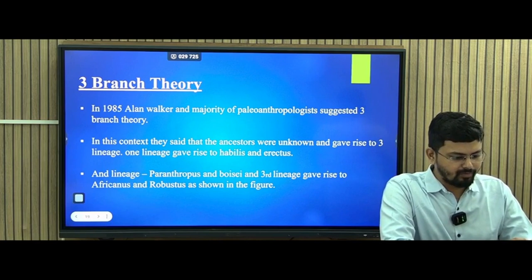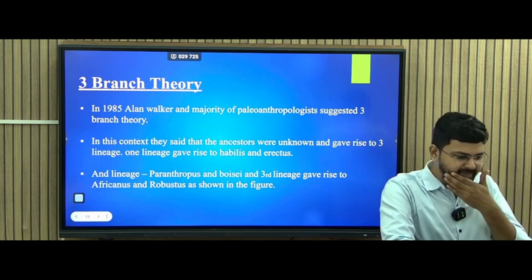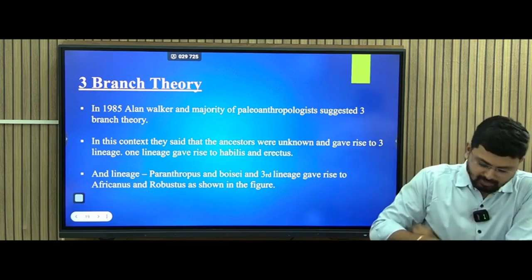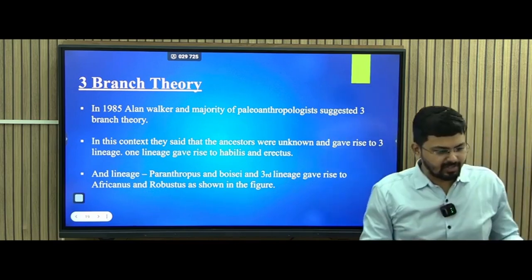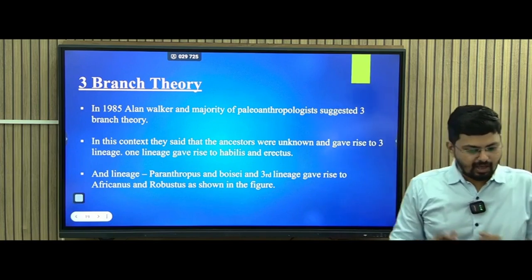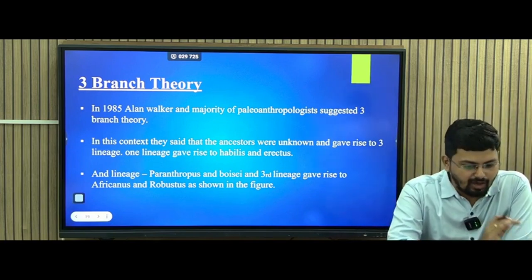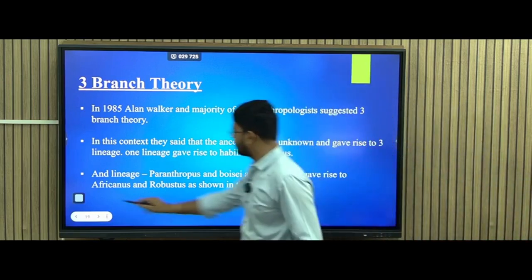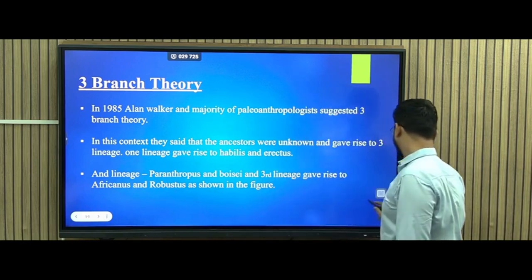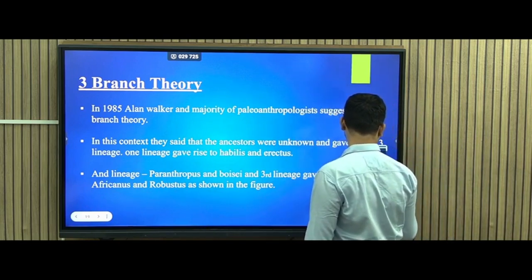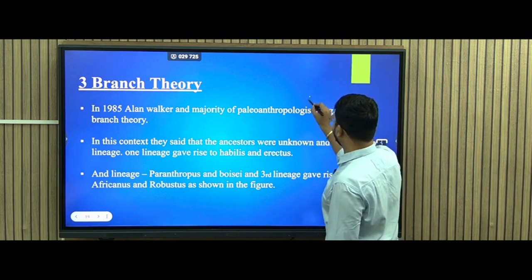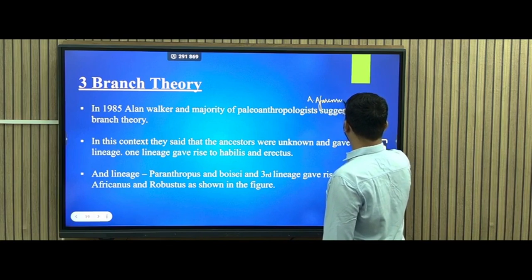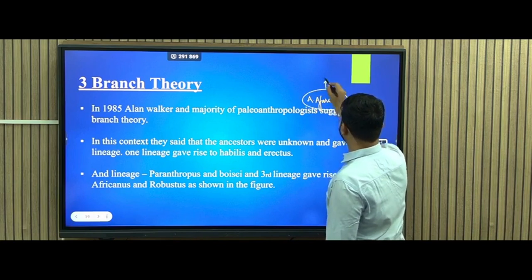Now, when it comes to the two branch theory, there is another version also, right? One is Australopithecus afarensis. Australopithecus afarensis gives rise to Australopithecus africanus.